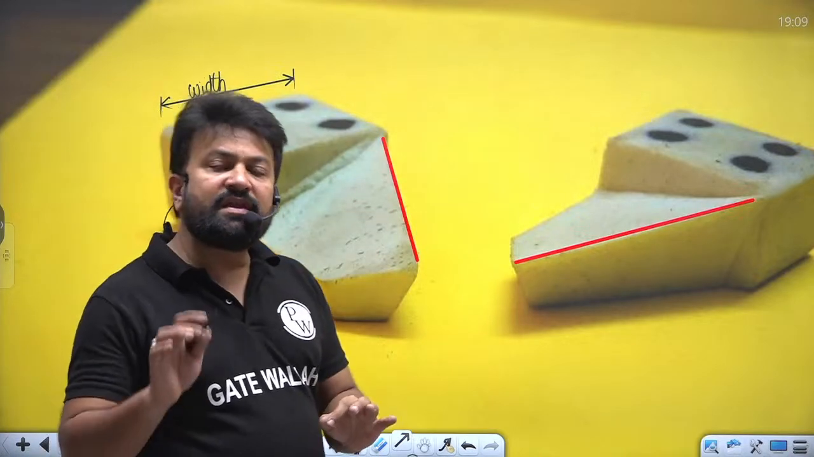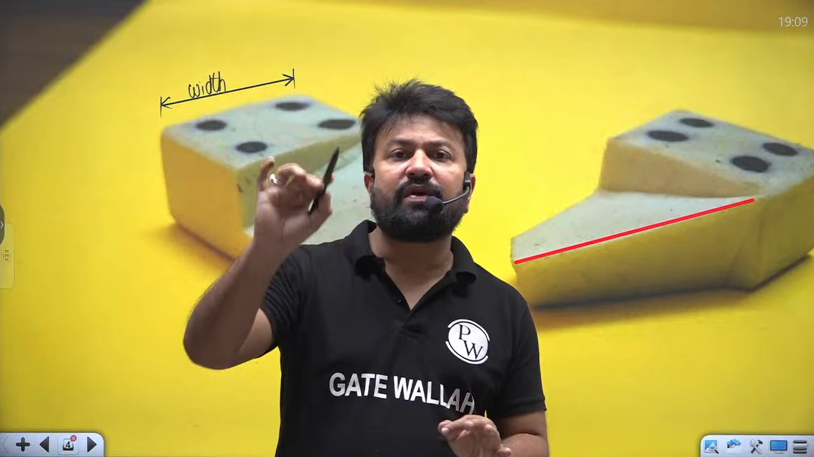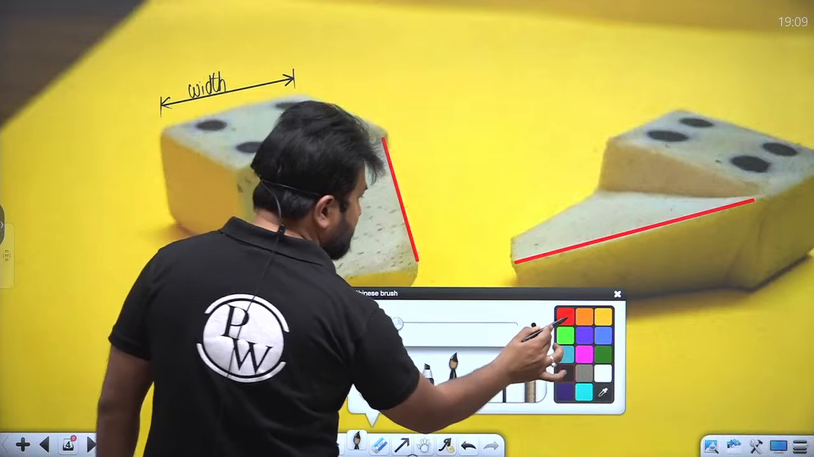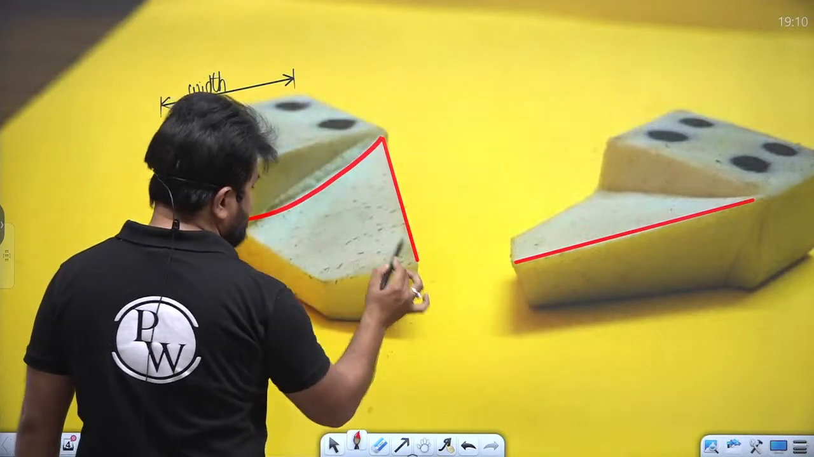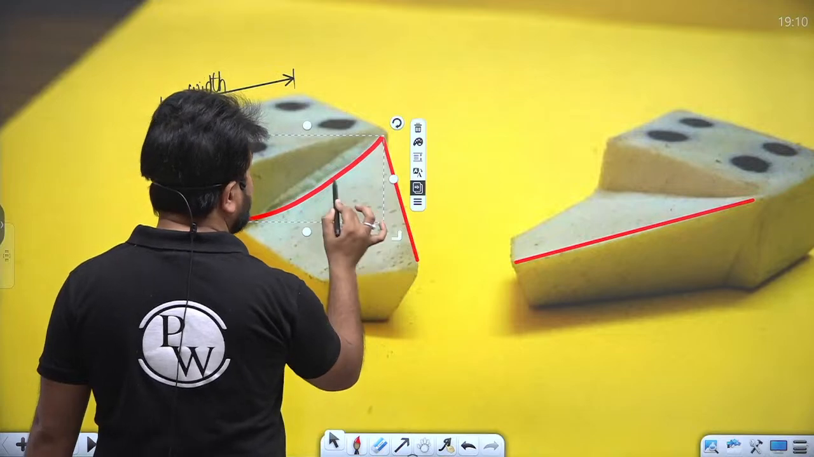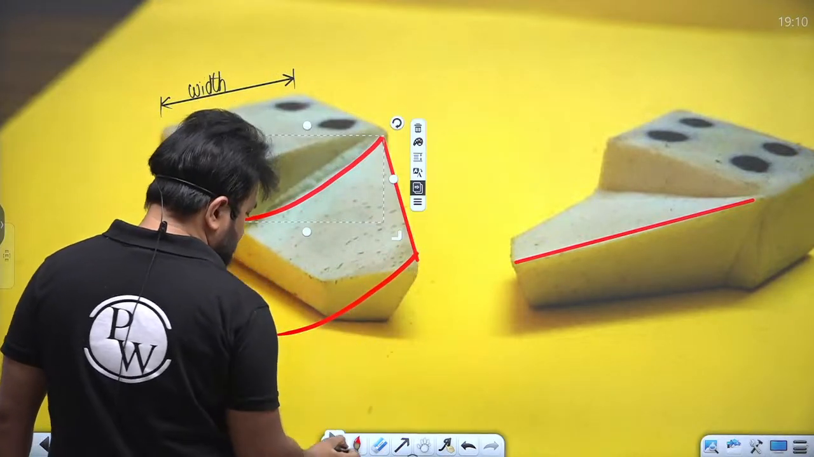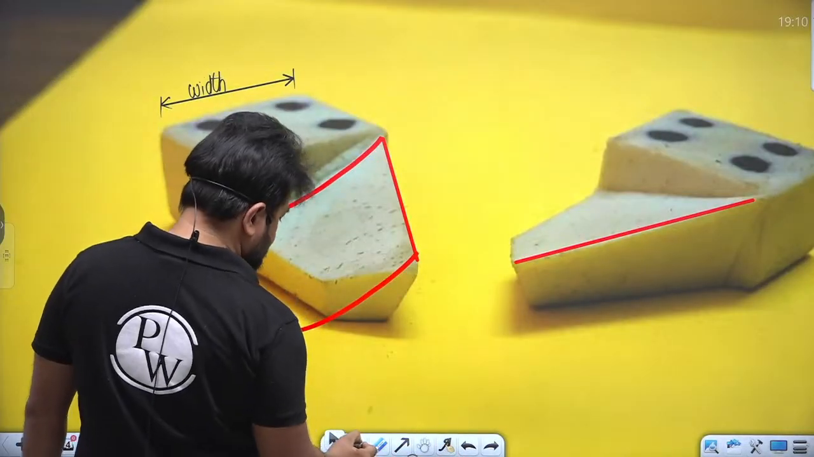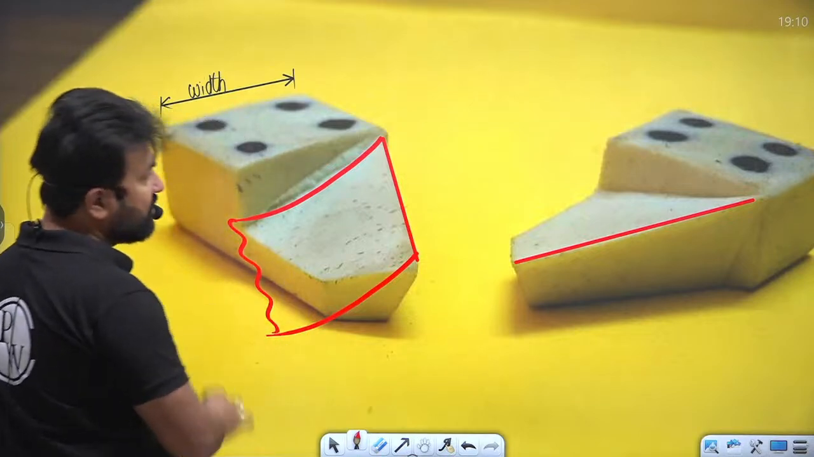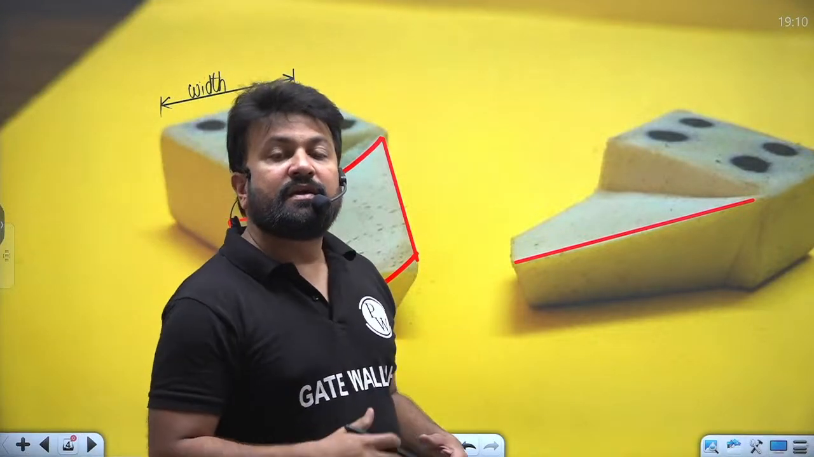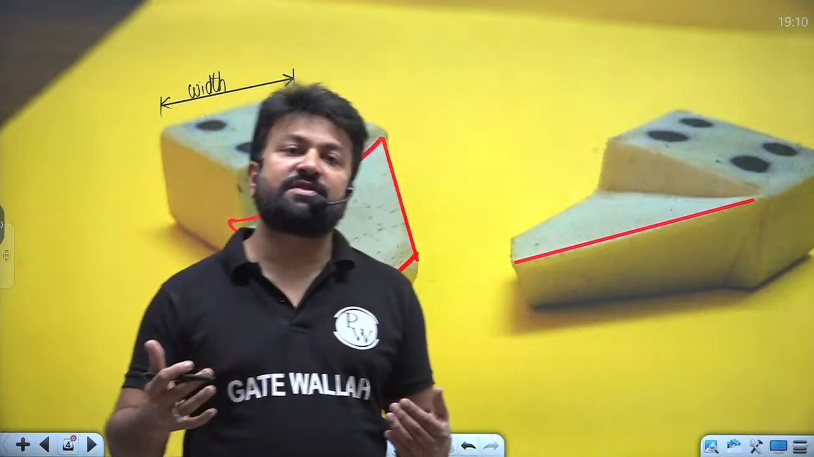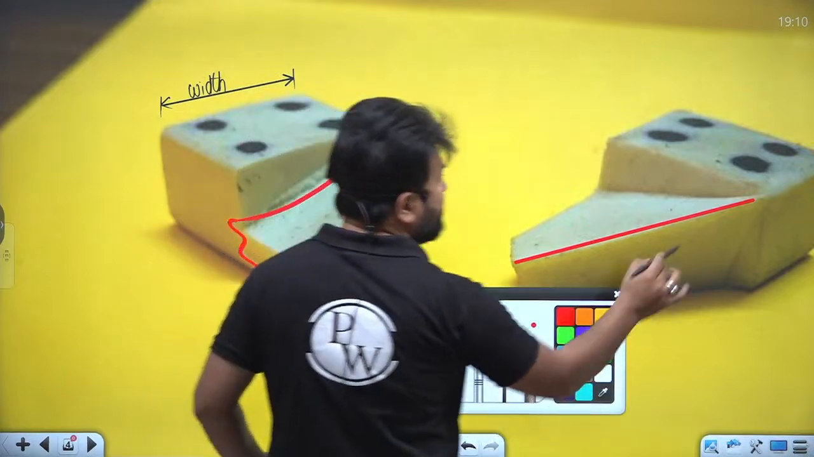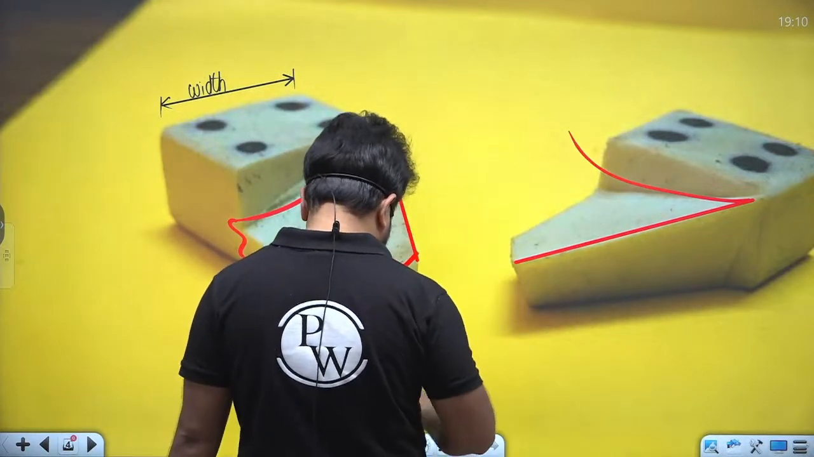My dear, when this cutting edge will do the cutting, from where will the chip flow? On some face, no? When this edge does the cutting, the chip will flow like this. Yes or no? Good. Now tell me, the surface on which the chip is flowing, that surface is known as what? Rake surface.